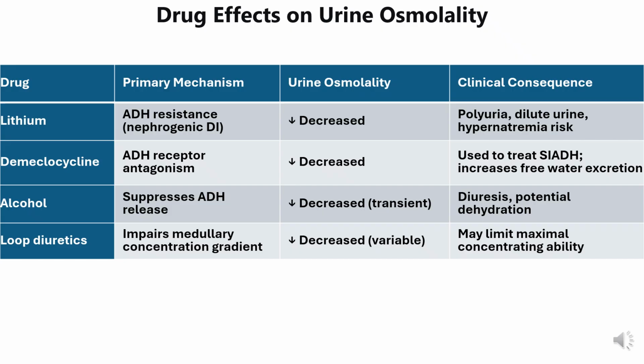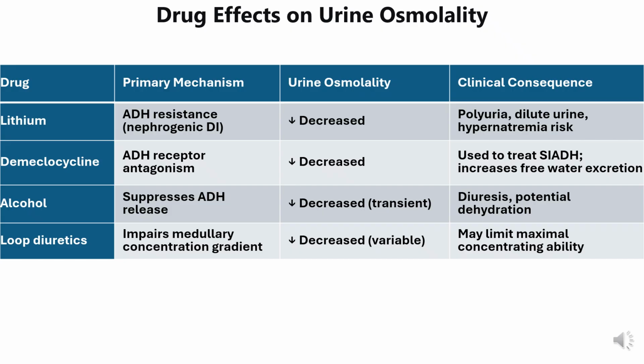Loop diuretics: furosemide, bumetanide, torsemide. Loop diuretics inhibit the Na-K-2Cl cotransporter in the thick ascending limb of the loop of Henle, impairing the countercurrent multiplier system. This reduces the medullary concentration gradient, so even if ADH is present, the kidney cannot maximally concentrate urine. Additionally, loop diuretics can cause volume depletion, which stimulates ADH release, a competing effect.